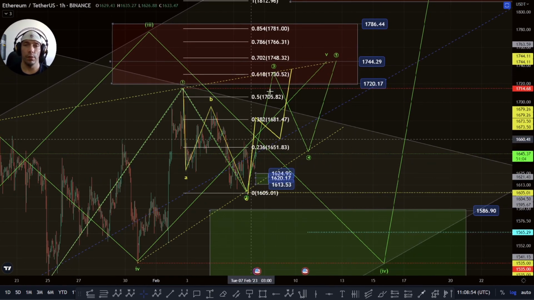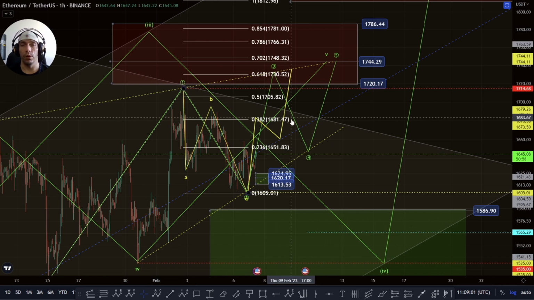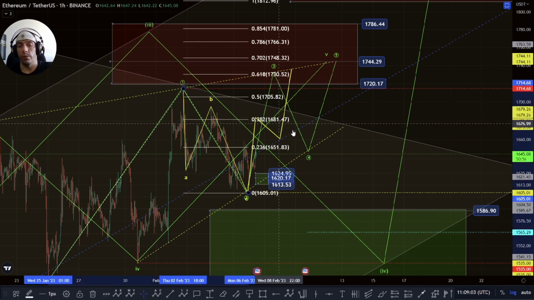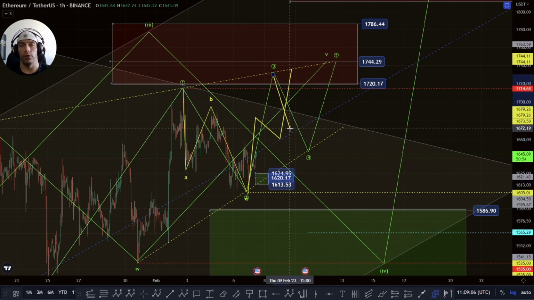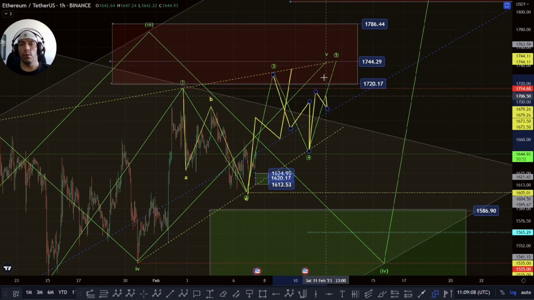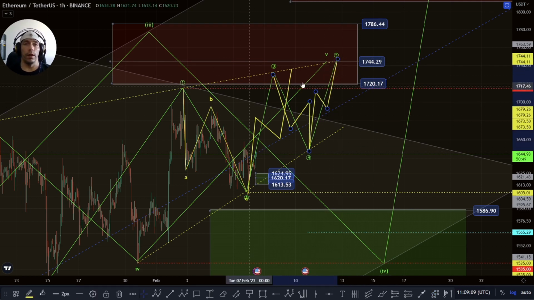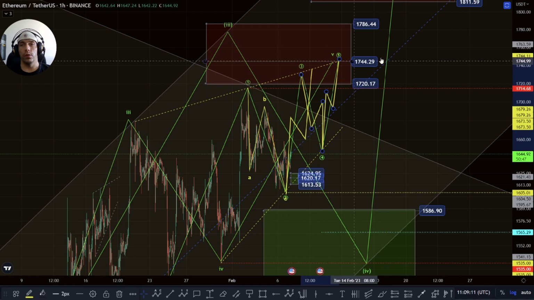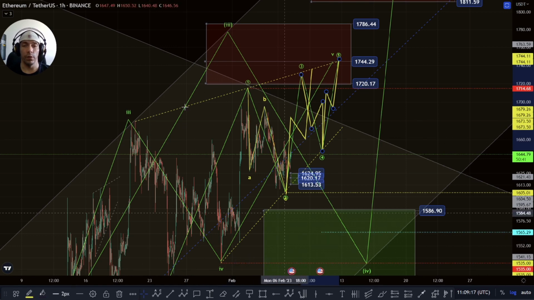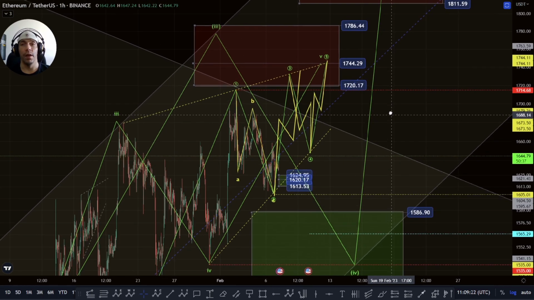I think it would be neater for it to play out like this, though, and basically see this as a third, come back for the three-wave move for a fourth, and then have that additional three-wave move up for a fifth. So this is still valid, and the target zone for that is still remaining within the 786 to the 1720 zone that we had marked up earlier.